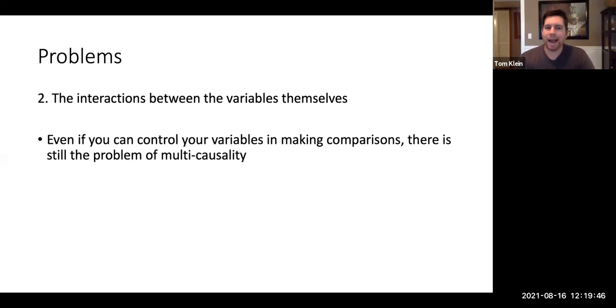Second problem is the interaction between the variables themselves. You run into problems of multi-causality. What does multi-causality mean? Well, maybe the issue is caused by not just one thing. We used the example in our last lecture of ice cream and murder, but it's really tied to heat increase, right? Maybe there's 2 reasons for something to happen. Maybe there's 50 reasons, okay? And this can get very complicated. It can be difficult to account for every reason.